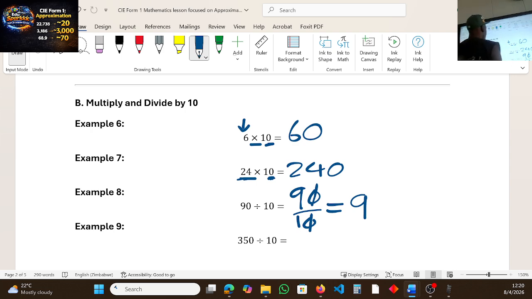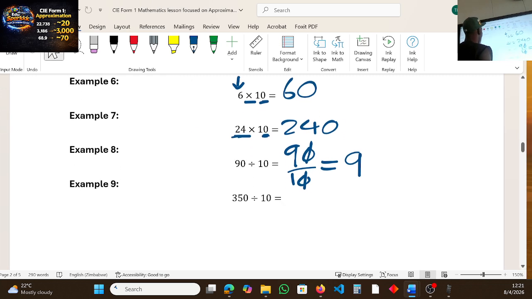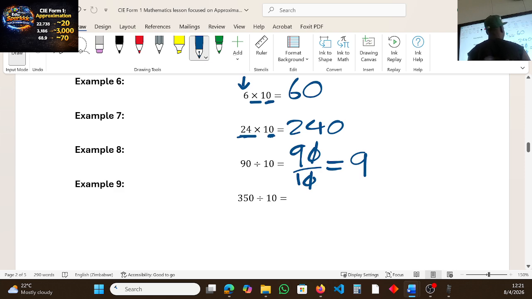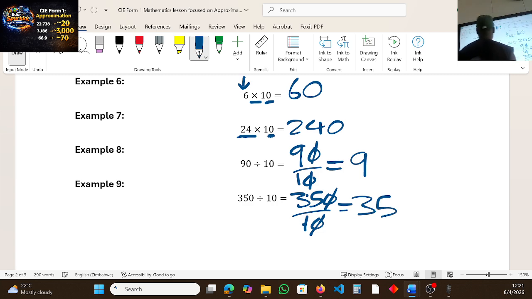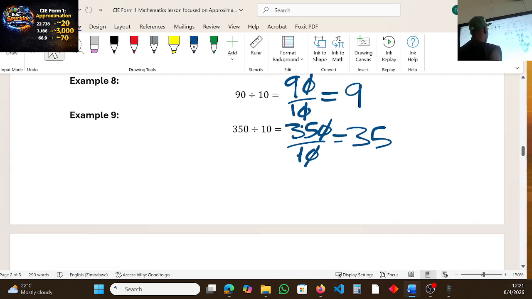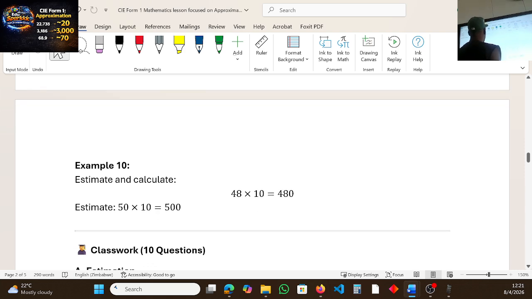Then in example 9, it's division again. We can represent our problem in a similar fashion to the one above, where I'll write 350 over 10. From the right, I'll check for corresponding zeros. There is a 0, there is a 0, they cancel. I end up having 35 divided by 1, which gives me 35. So I don't need a calculator for these simplifications, because at least there are corresponding zeros.